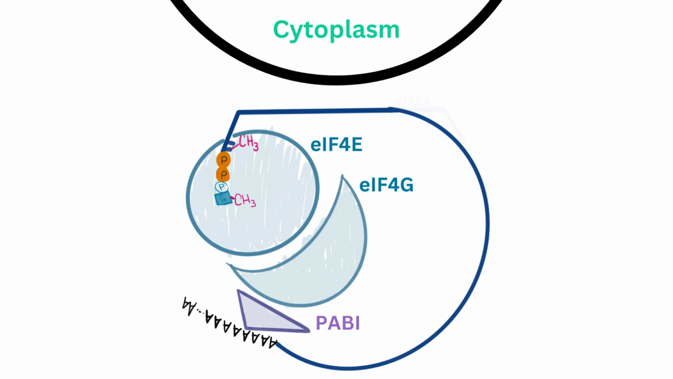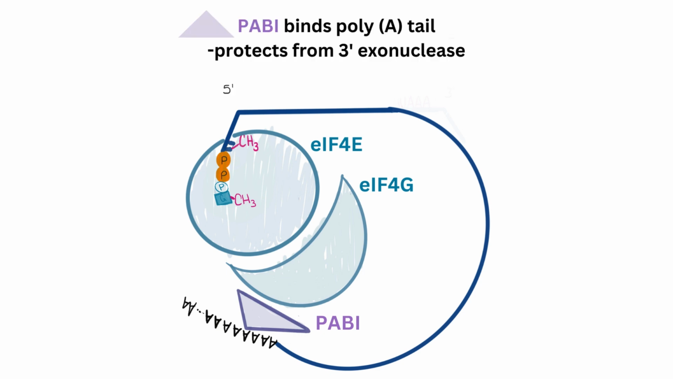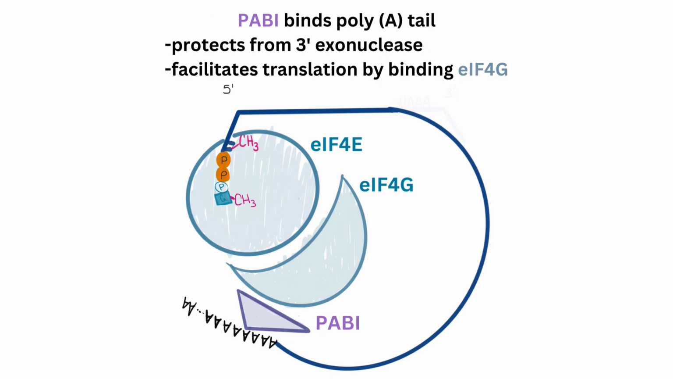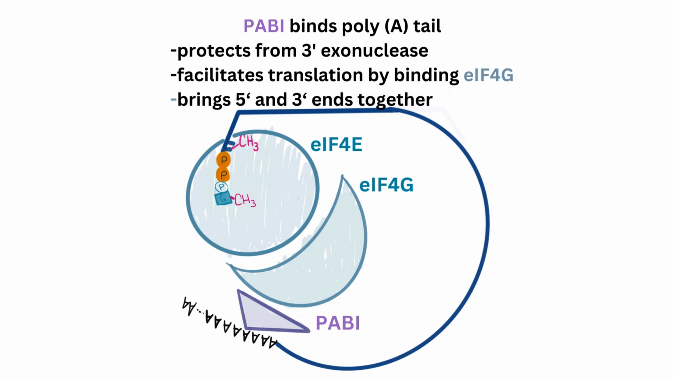Once in cytoplasm, these tails are bound by PAB1. If you guessed that it helps protect the mRNA from degradation, you're correct. It also facilitates translation by binding with the aforementioned EIF4G. These interactions create a loop of the 5' mRNA cap and the 3' mRNA poly A tail. It's hypothesized that this enhances translation.